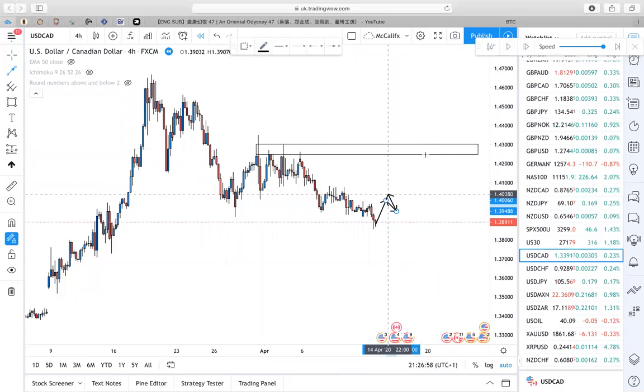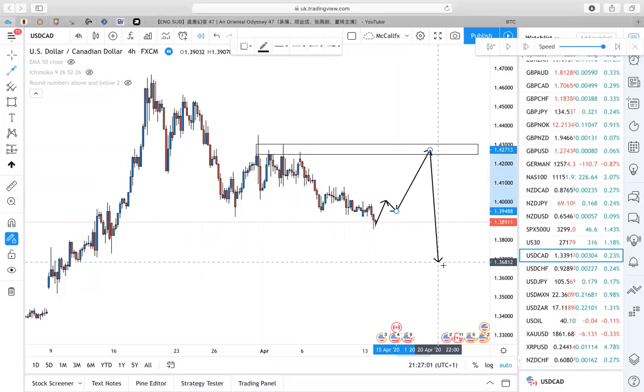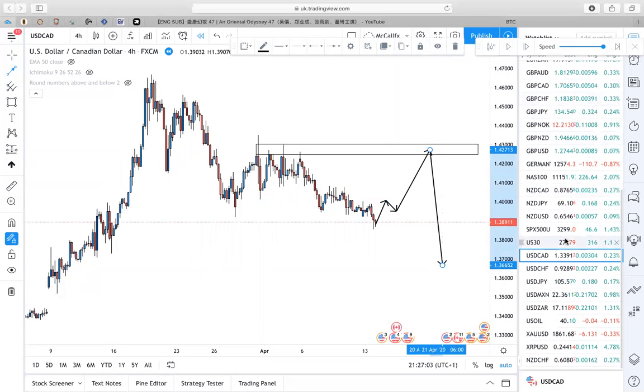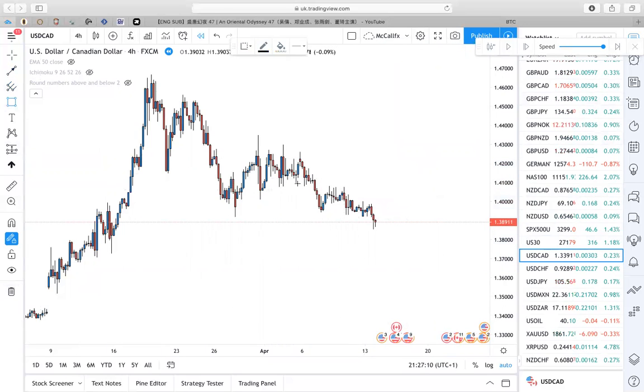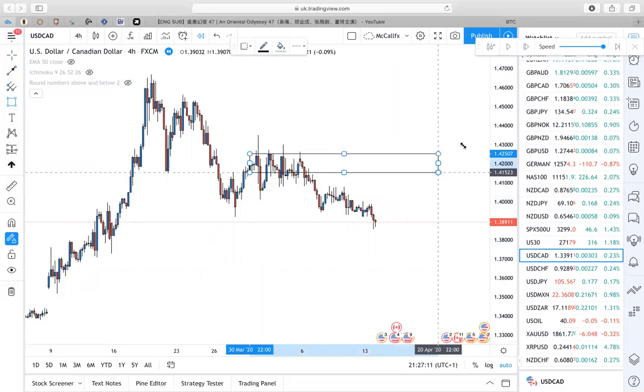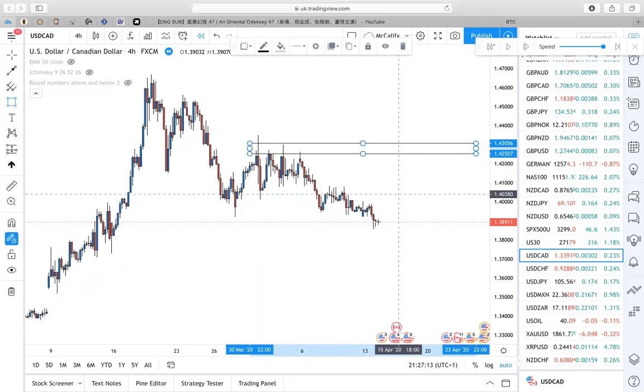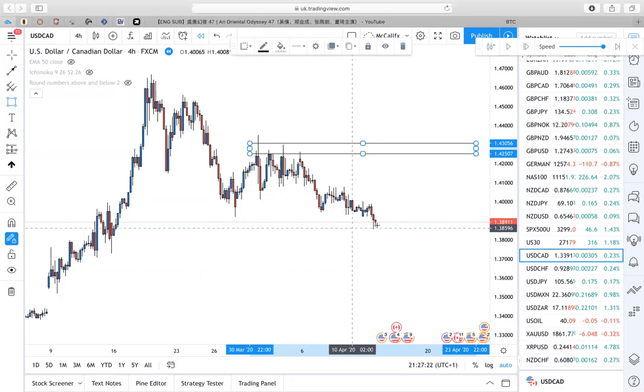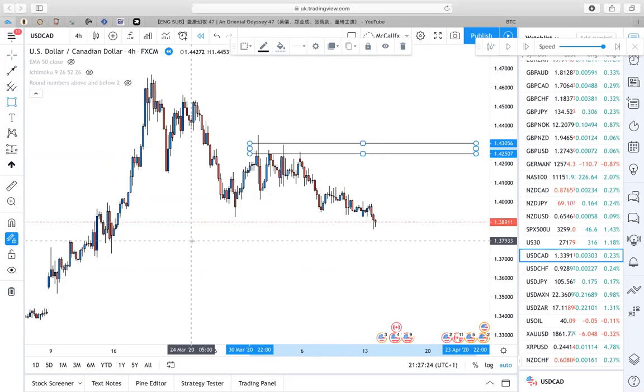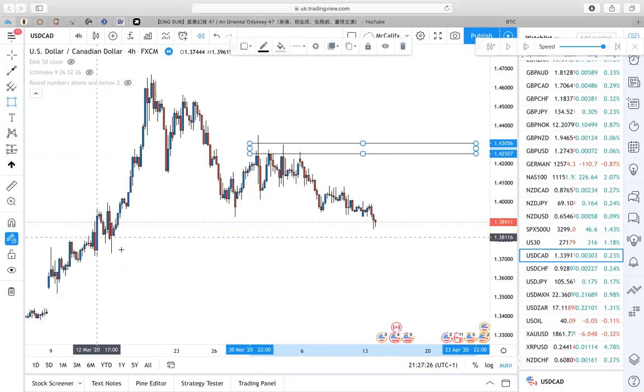If price doesn't hit my level and go down, then I have different pairs here. I don't have to stick to one pair. So what I'm doing right now is I'm going to have my resistance level just like this, and I'm waiting for price to hit this line. If price hits this line, then I'm doing what? I'm selling, because this is my what? My resistance.